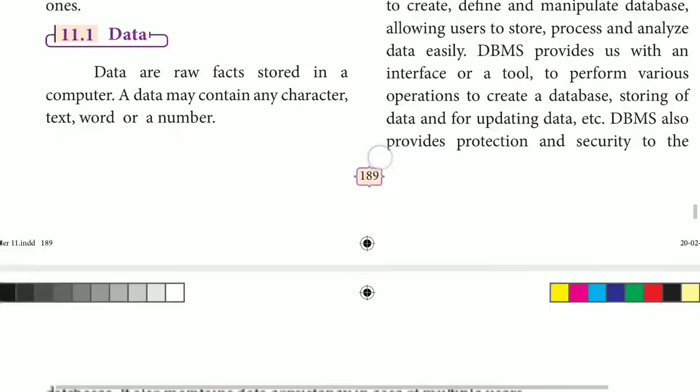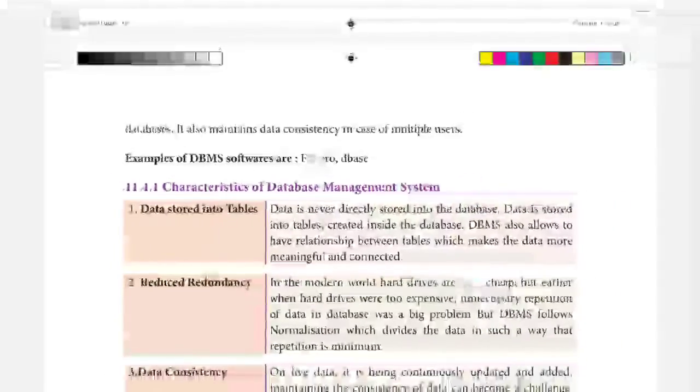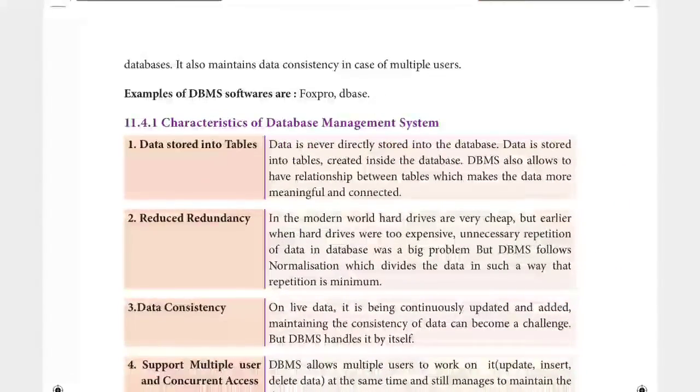So here are the characteristics of a database management system. The database is stored in tables. Data is never stored directly into the database; data are stored in tables created inside the database. So you cannot store the data directly into the database. Instead, you have to first create the table. You have to form a structure.